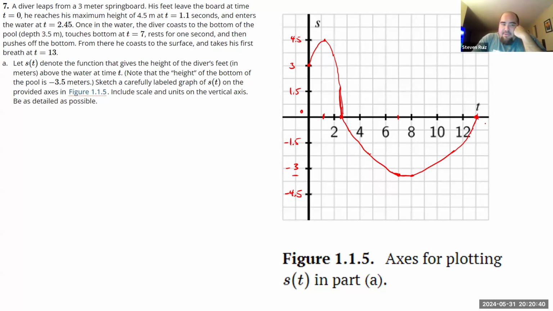You have a little bit of leeway with how this graph goes, but not as much as some of the other graphs we've talked about. But hopefully this makes sense. Let's move on to part B.